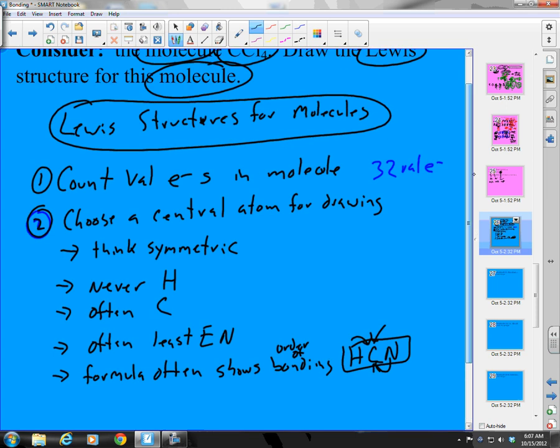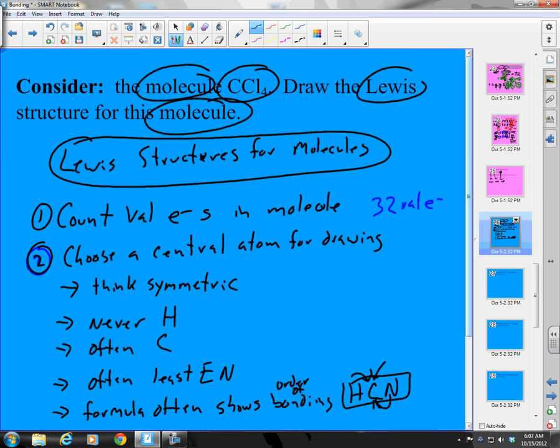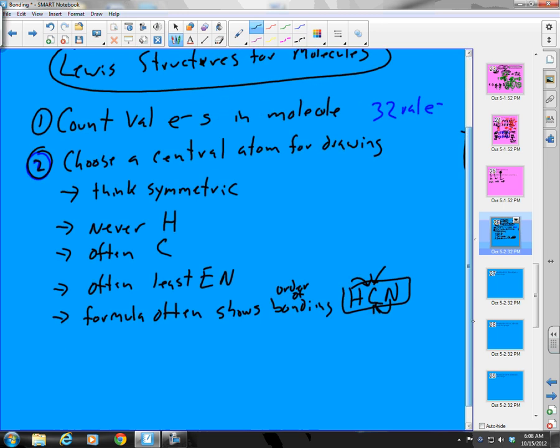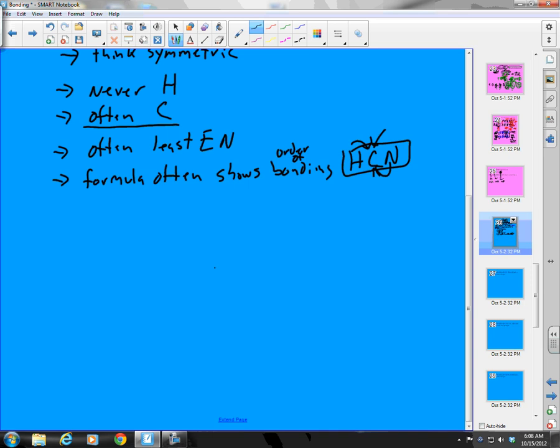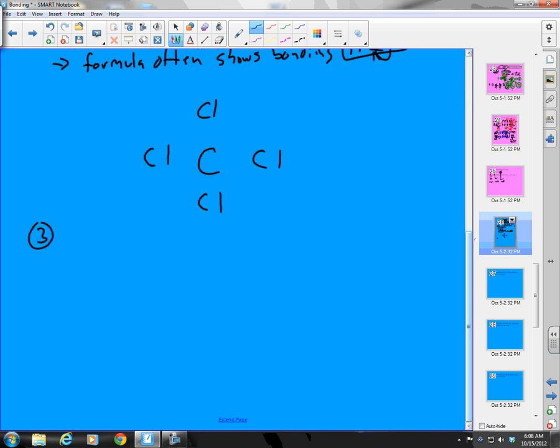What are we dealing with here? We're dealing with carbon tetrachloride. I have one carbon and 4 chlorines, so if I put carbon in the center, I would get a symmetric arrangement. Not only that, we say quite often it is carbon. So I'm going to put carbon in the center, and we're going to surround it with chlorines. Then what am I going to do? Number 3, we want to bond atoms to the central atom.